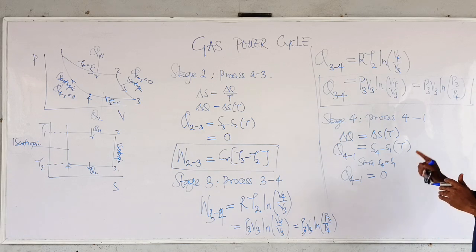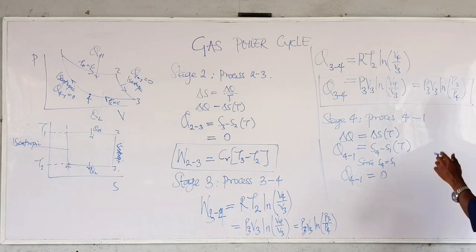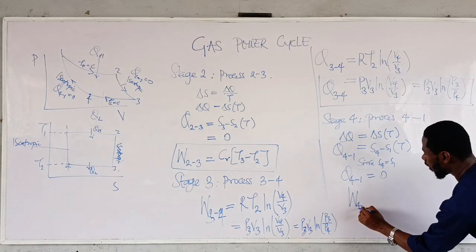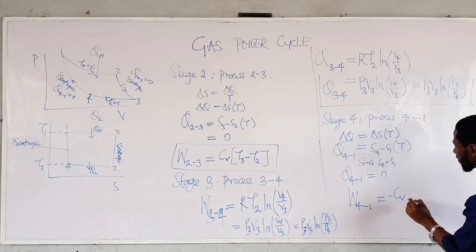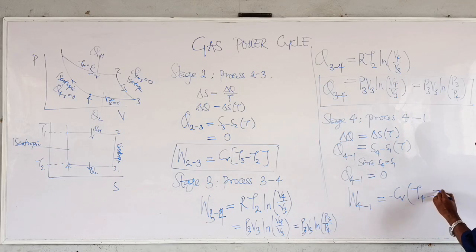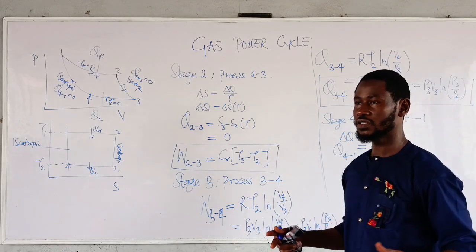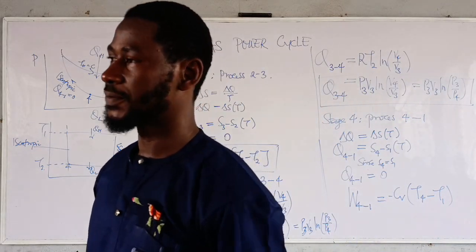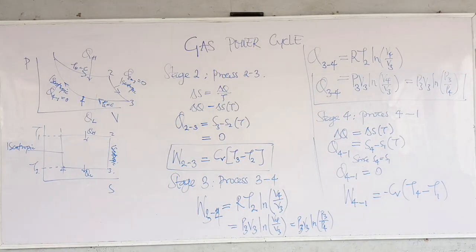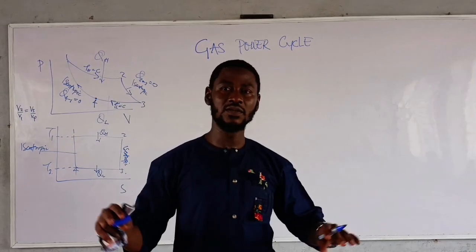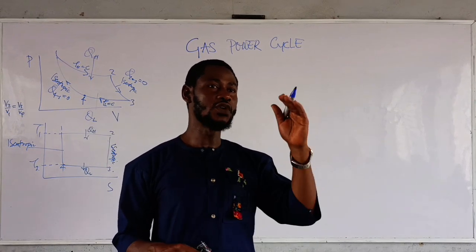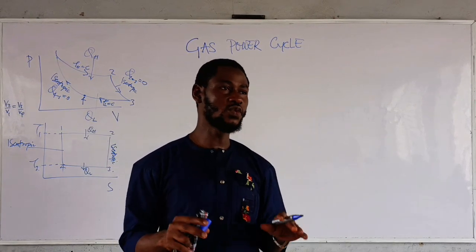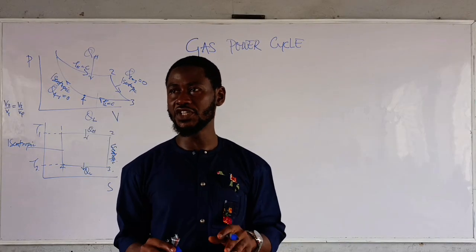Then, what happens to the work transfer at that level? W4 to 1 at constant volume equals CV into bracket T4 minus T1. That is at that level, since it is being compressed. Having looked at the whole stages, stage 1 to stage 4, which is process 1 to process 4, the next thing we want to look at is the cycle efficiency.